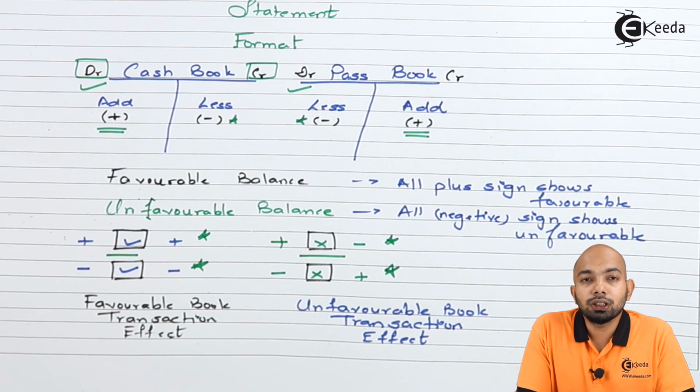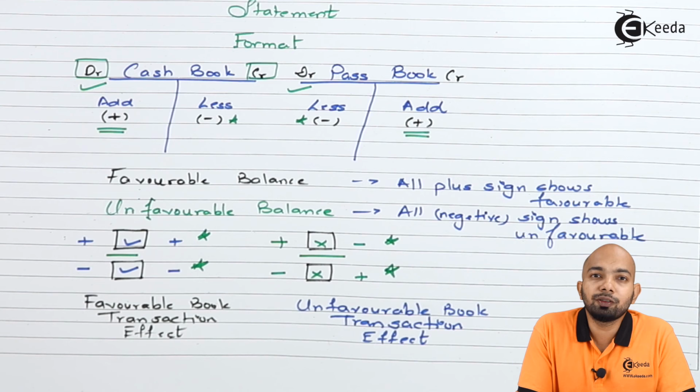We'll be going through the preparation of the bank reconciliation statement in the next video, and we'll understand with some practical sums how a favorable balance can be used to find the favorable balance of the other book, and how the unfavorable balance of either the cash book or the pass book can be used to find the unfavorable balance of both of these books.